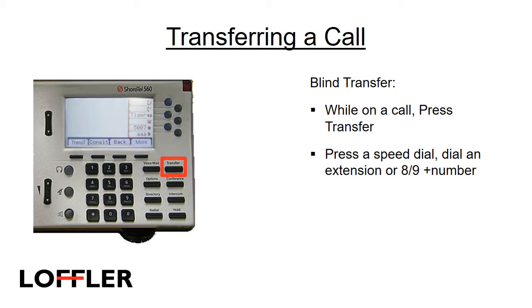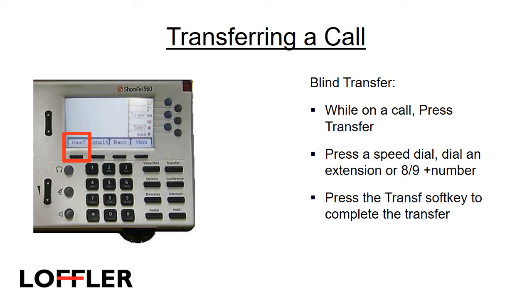To complete a blind transfer, while on a call, press the Transfer key. Press a speed dial, dial an extension, or dial the trunk access code 8 or 9, and then the number. Then press the Transfer soft key to complete the transfer.